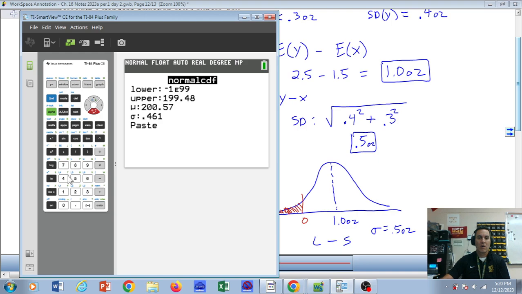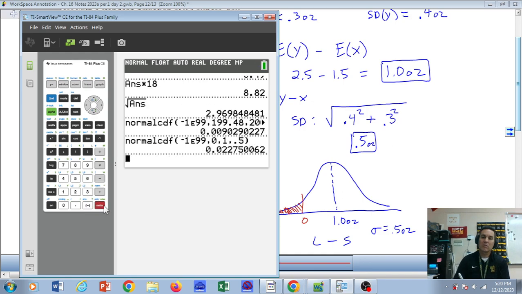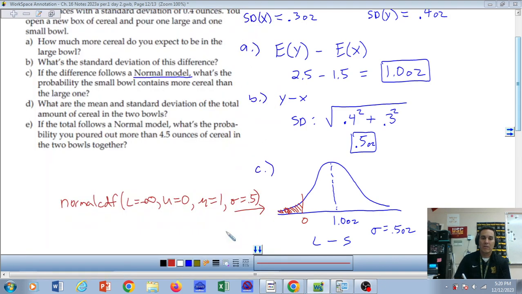Normal CDF. Our upper boundary is 0 on this one. 1 ounce is the mean. 0.5 is standard deviation. We get 0.0228, very close, right, to 2.5%. If you did this on your Z table, you would get about 2.5%. It'd be really close, right? So why did they give you one that was exactly on 2 standard deviations? I don't know. Maybe they were being nice to you. But that's how you do it.